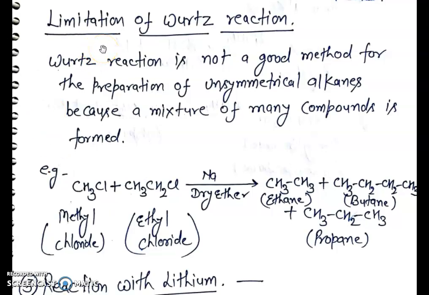Limitation of Wurtz reaction. Wurtz reaction is not a good method for the preparation of unsymmetrical alkane because a mixture of many compounds is formed. For example, when methyl chloride and ethyl chloride react with sodium metal in the presence of dry ether, they form a mixture of ethane, butane, and propane.